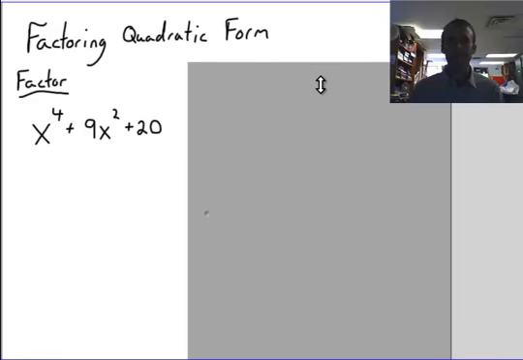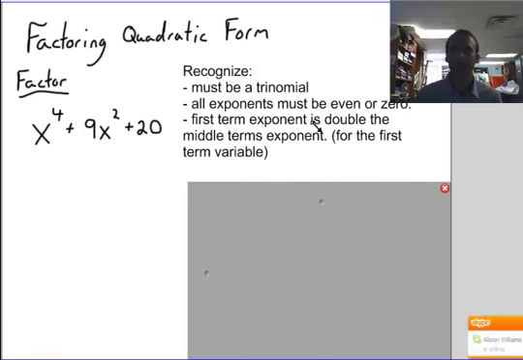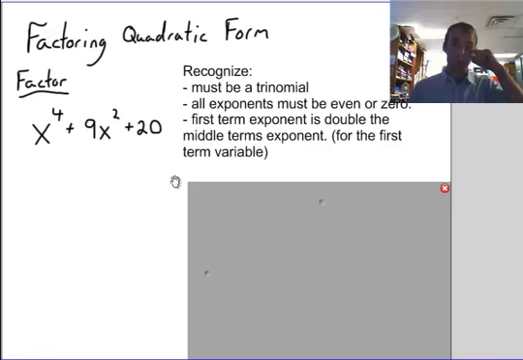Okay, so the first thing is you have to recognize if this is quadratic form. The first thing is it must be a trinomial. So count this, 1, 2, 3. It's a trinomial. Okay, that works. Second, all exponents must be even or 0. 4, 2, 0. That works. The first term exponent is double the middle term exponent. Well, we have 4 and we have 2. So that works. Now I put specifically for the first term variable, so we're talking about just this x here. So that's x to the fourth, x squared.